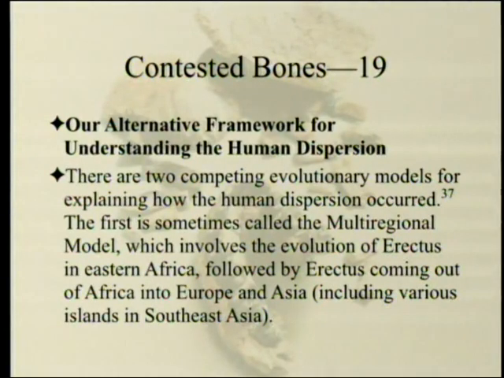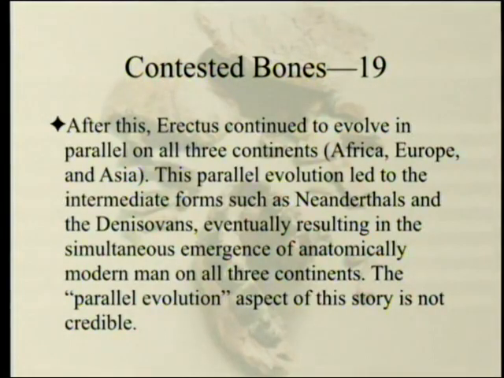Our alternative framework for understanding human dispersion. There are two competing evolutionary models for explaining how the human dispersion occurred. The first is sometimes called the multi-regional model, which involves the evolution of Erectus in eastern Africa, followed by Erectus coming out of Africa into Europe and Asia, including various islands of Southeast Asia. After this, Erectus continued to evolve in parallel on all three continents. Remember, Erectus goes back 2 million years by standard dating. This parallel evolution led to intermediate forms such as Neanderthals and Denisovans, eventually resulting in the simultaneous emergence of anatomically modern man on all three continents.